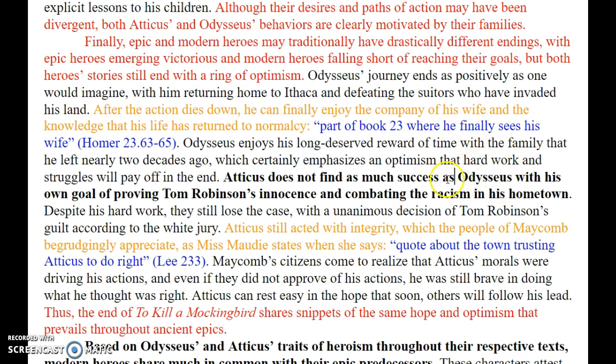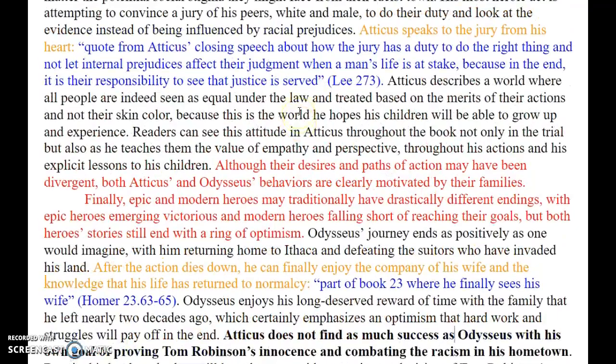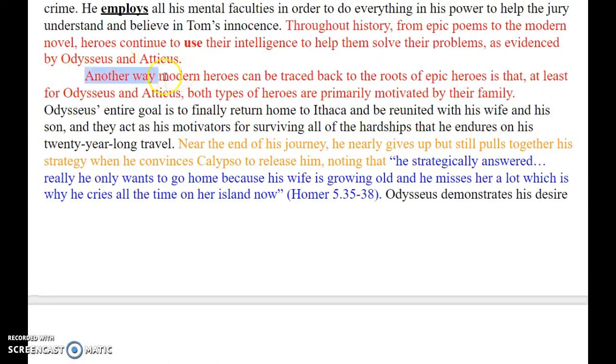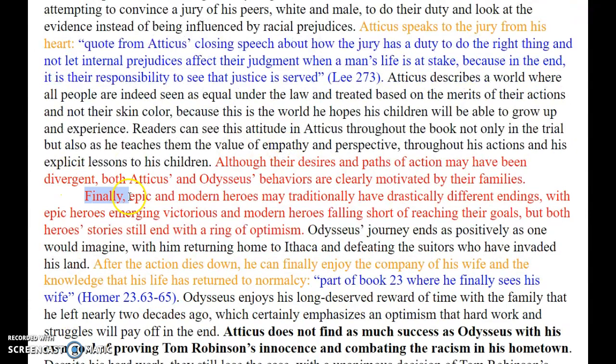Alright, but you need to have that transition sentence in the middle that's connecting your two parts of the paragraph. So it should be between your two quotes. And then obviously the other transition will be in your topic sentence of your second two paragraphs. So in this one I have another way as my transition phrase. And then I have finally.